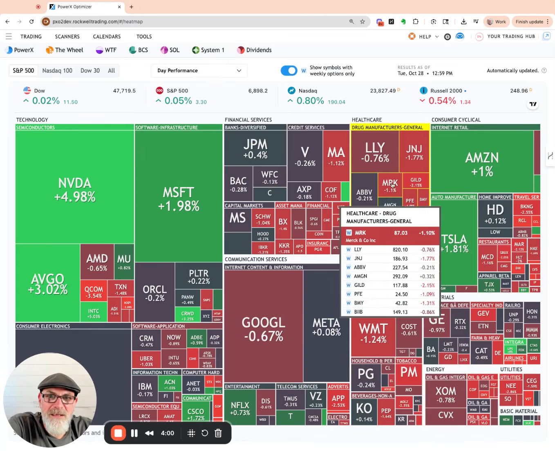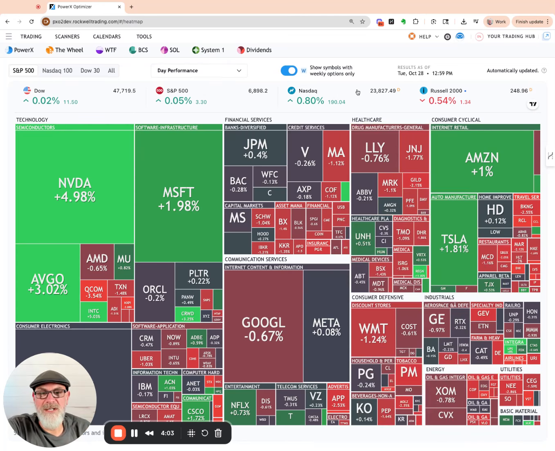We also have scanners that can achieve the same thing, but sometimes this visual here makes it easier to spot what's moving. And the heat map is something that I refer to almost every day.